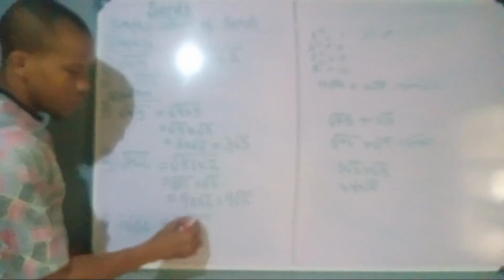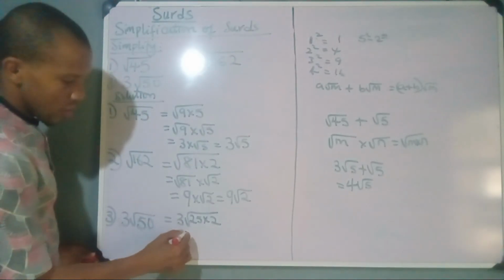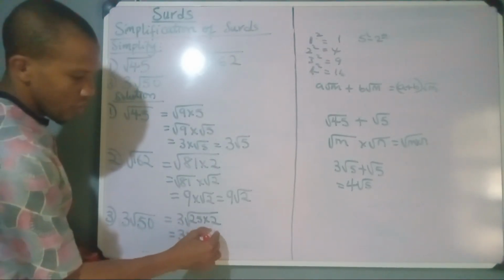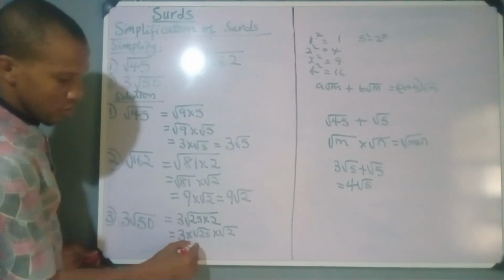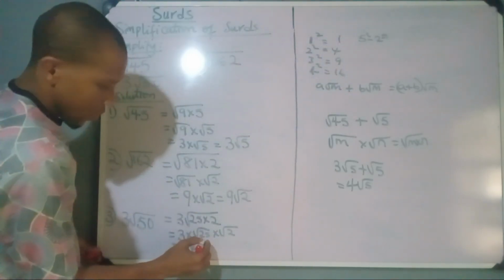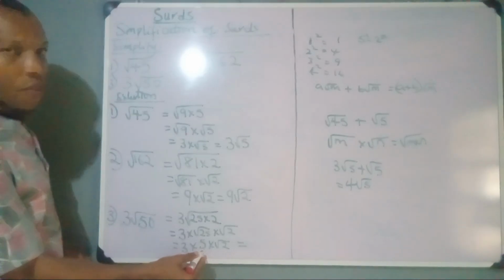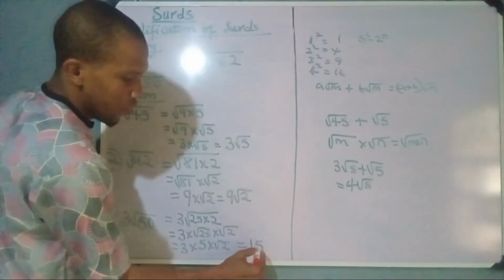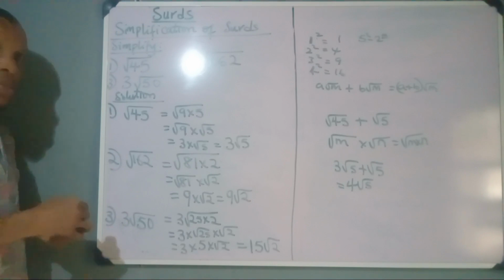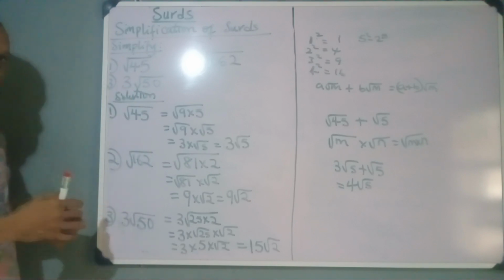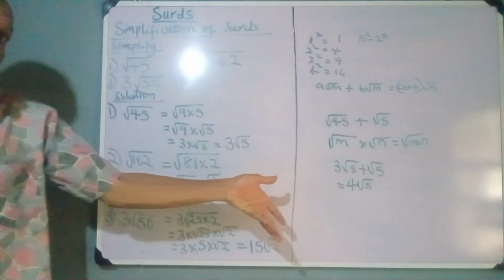So root 50 is the same thing as root (25 times 2), which means 3 times root 25 times root 2. And that will be 3 times the square root of 25, which is 5, times root 2. That will be 3 times 5, 15 times root 2, 15 root 2. So this is what we need to understand about simplification of surds. Now that we've understood simplification of surds, we can apply this in addition, subtraction, multiplication, and division of surds.